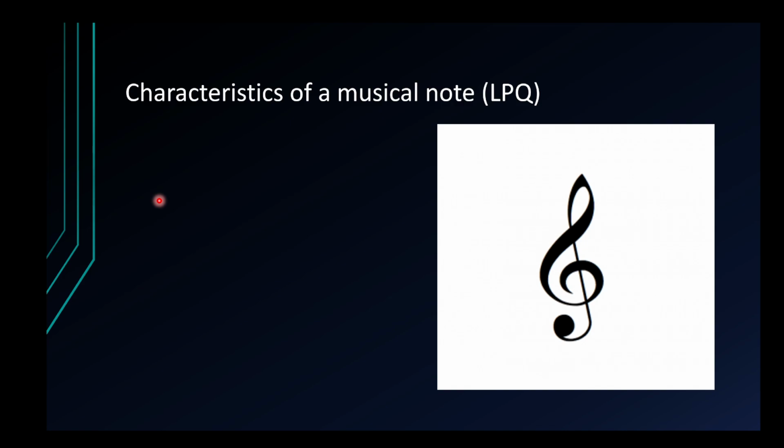Musical notes and sound waves coming out of musical instruments are governed by three different characteristics, which I often shorten to the LPQ characteristics. So, obviously, standing for each one of the three different characteristics.